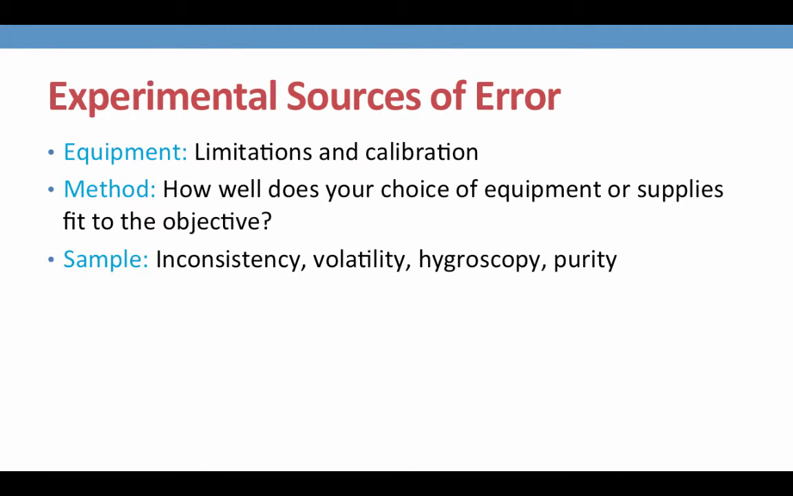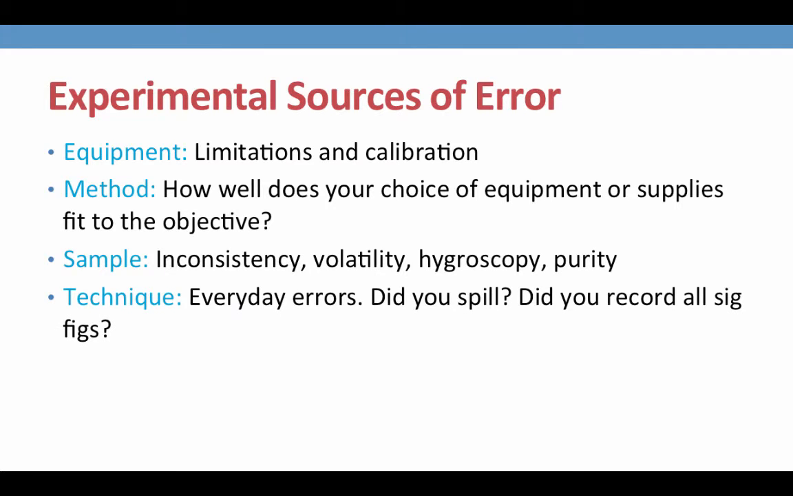Another source of error could be the sample itself. As I mentioned in random error, an inconsistent sample can lead to a large standard deviation. Other problems with sample could be their volatility, as I mentioned, if they evaporate, or if they absorb water, or if they are simply not pure. The reliability and consistency of your sample throughout the experiment is definitely something to consider when designing your hypothesis.